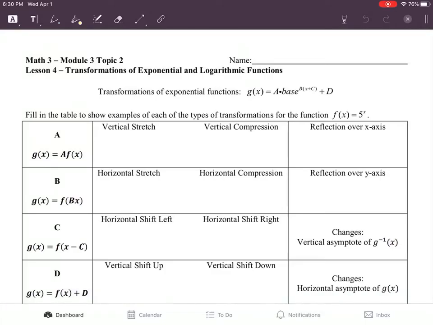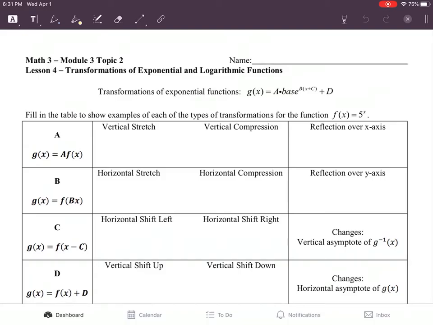So this is the notes for lesson 4. We're going to be transforming exponential logarithmic equations. The nice thing about this topic is you've done a bunch of different transformations in the past, and all those topics and ideas transfer to these two. So all the transformations you've done in the past work for all these other equations. It's just the equations look a little bit different because they're different types of equations. Okay, so let's get into it.